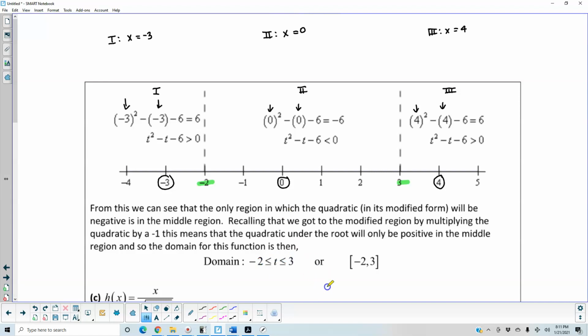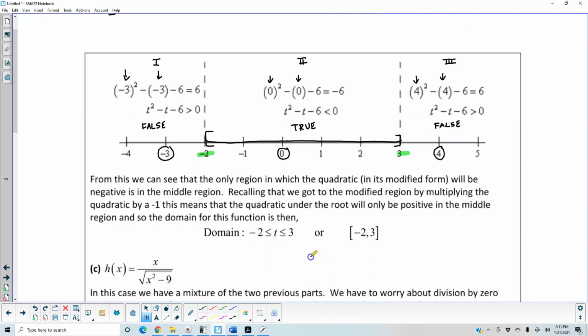So therefore, we know that it's true in region 2 and then false for regions 1 and 3. So that means we have a bracket here and we're including everything in between negative 2 and 3, which then represents our domain.